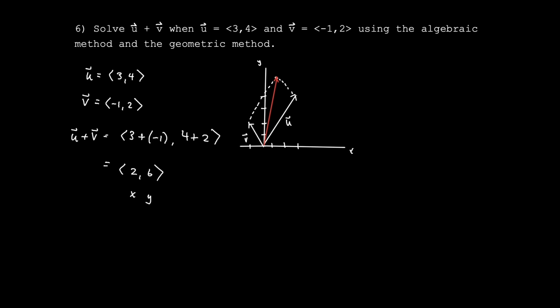The value of this would be (2, 6). So this would be u plus v. And this would be 2 units across and then 6 units up.